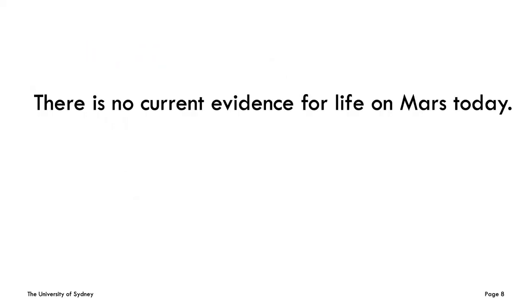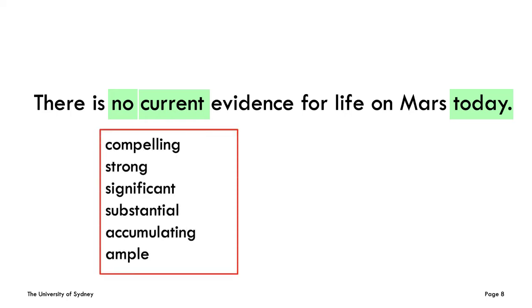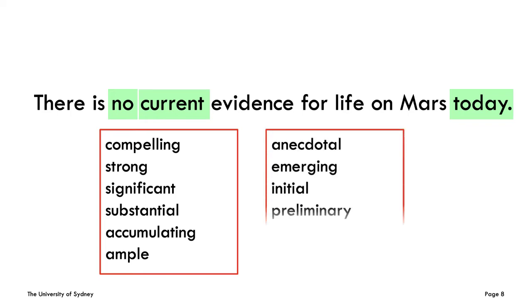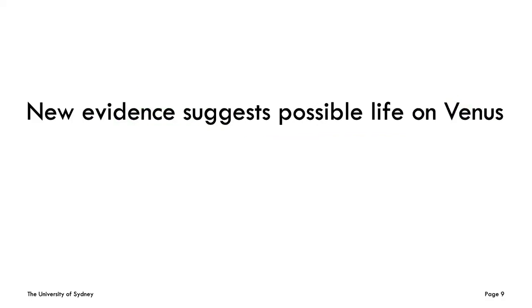Here, the author indicates the absolute lack of evidence for life in space with no, but current and today indicate that it may emerge later. Here are some other words frequently used to quantify or qualify evidence. Find the complete list in this Canvas module. In this example, the evidence is again being qualified, this time as new, which implies it needs corroboration.